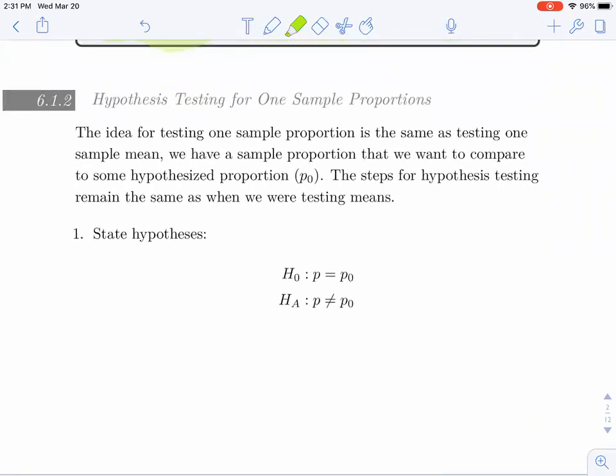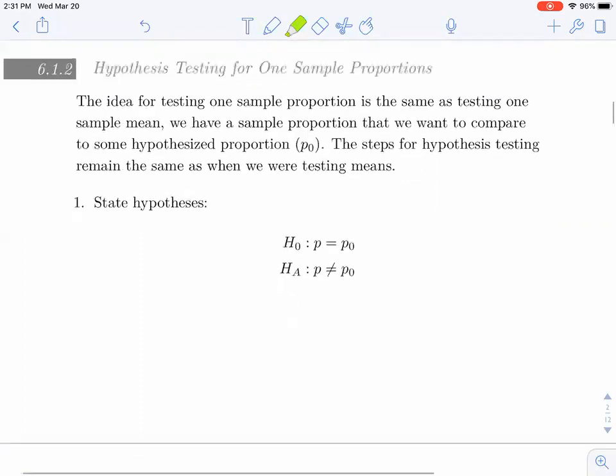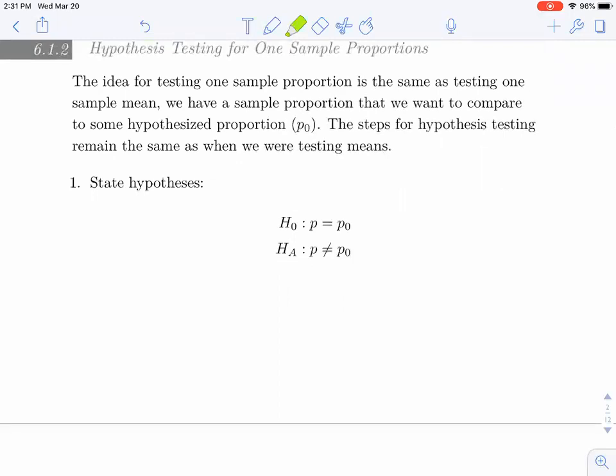So let's talk hypothesis testing then. The idea stays the same, right? We've got some sample information. We want to compare it to some value. We want to have some formal hypothesis. And so, remembering that you're talking about the population proportion P, your P naught is going to be some number.